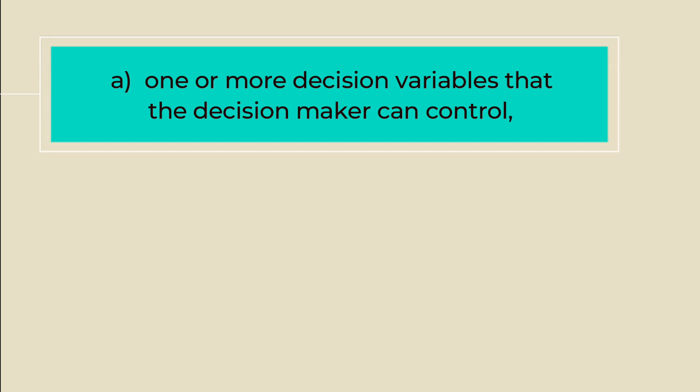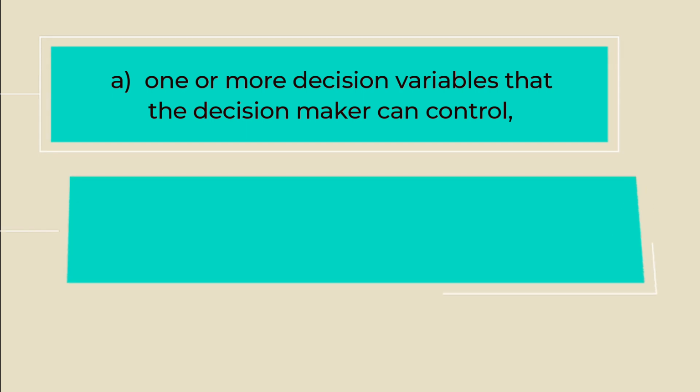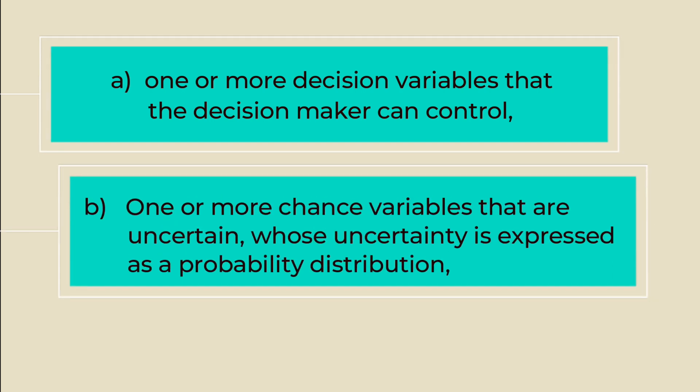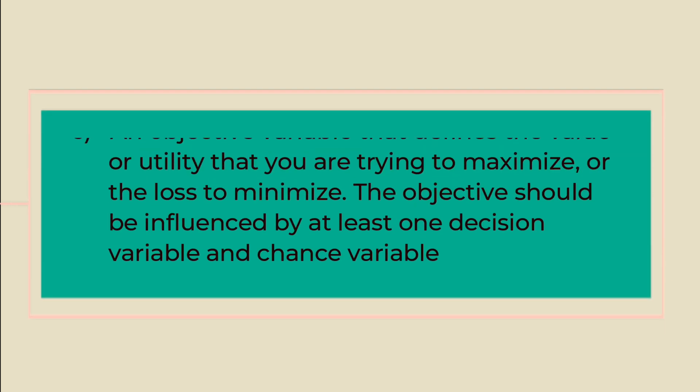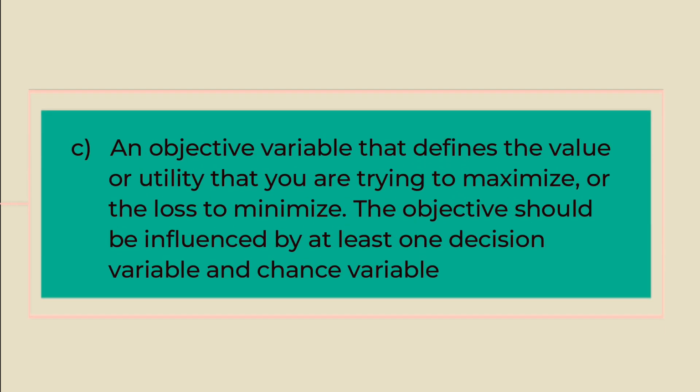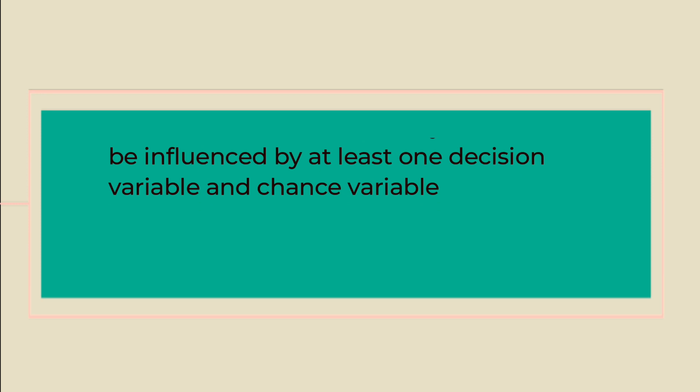One or more decision variables that the decision maker can control. One or more chance variables that are uncertain, whose uncertainty is expressed as a probability distribution. An objective variable that defines the value or utility that you are trying to maximize, or the loss to minimize. The objective should be influenced by at least one decision variable and chance variable.